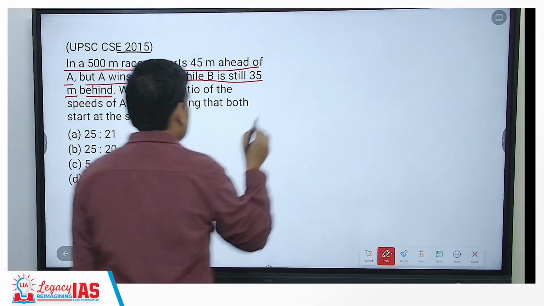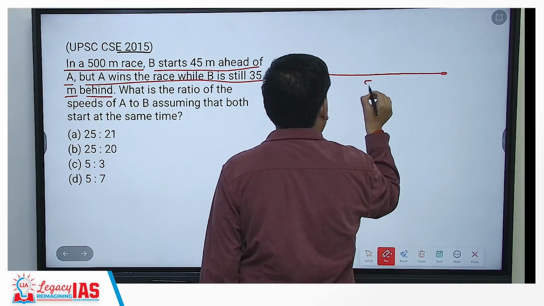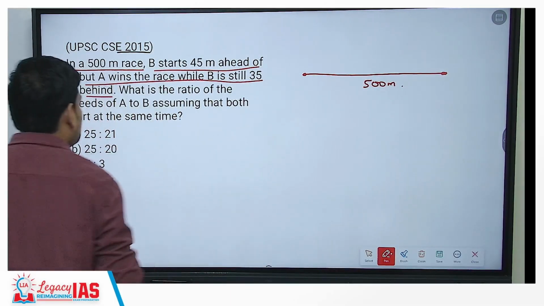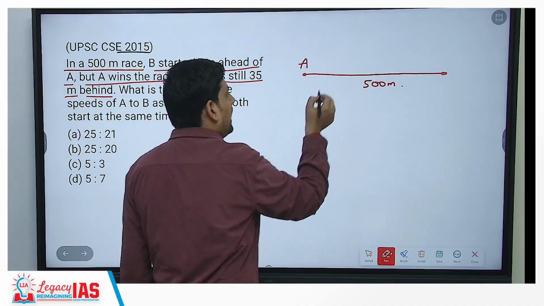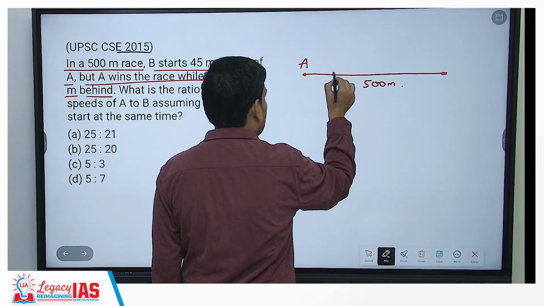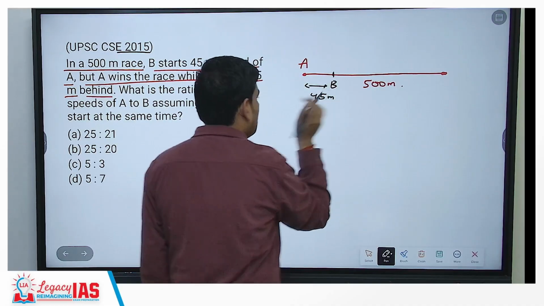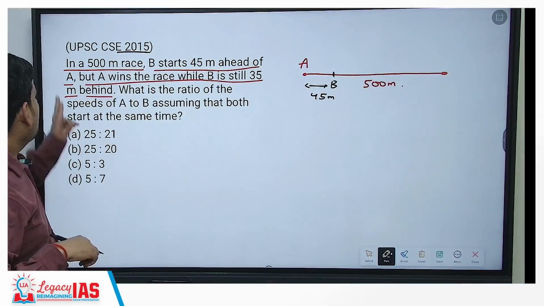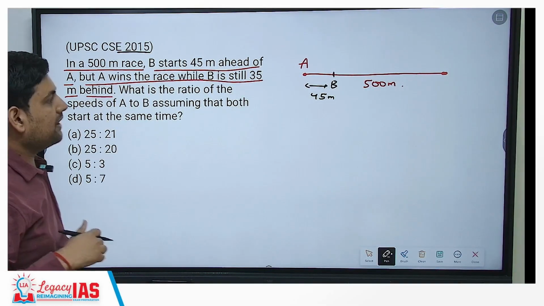Now, so this is a 500-meter race. Now, what it says? B starts 45 meters ahead of A. So A is here, okay, and B is starting 45 meters ahead of A. Correct? Now, okay, but A wins the race while B is still 35 meters behind.